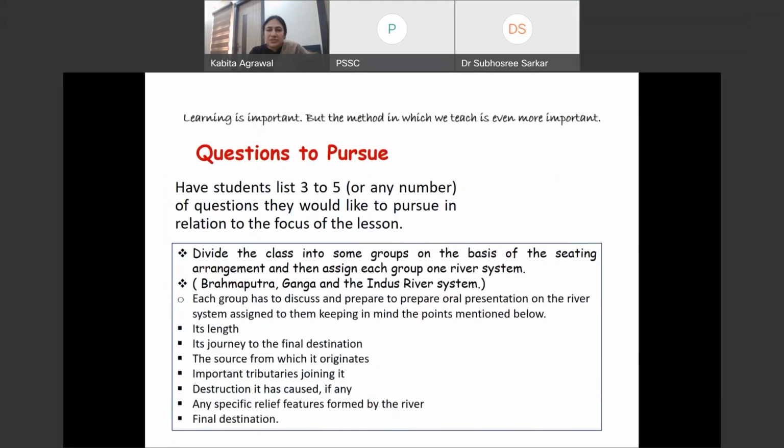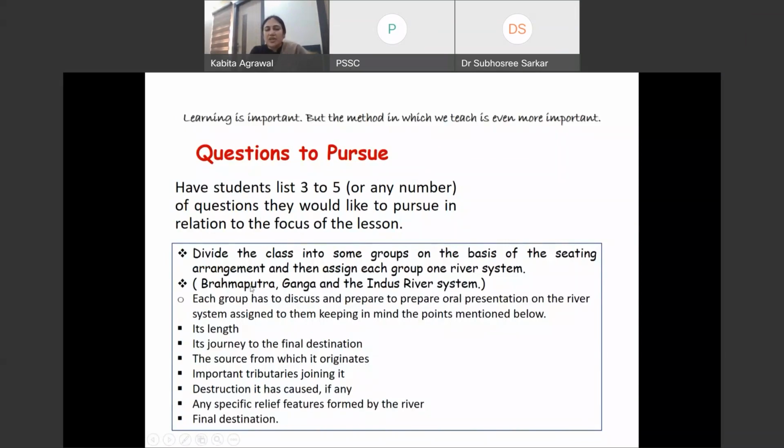So again, the questions to pursue. Suppose there's a topic, and especially when you talk about the river system and other systems, right? And you want the child to remember these 5 things or 7 things on this. So you may like that. Okay, fine. Here the questions which you are going to pursue, maybe all children can take up one assignment.